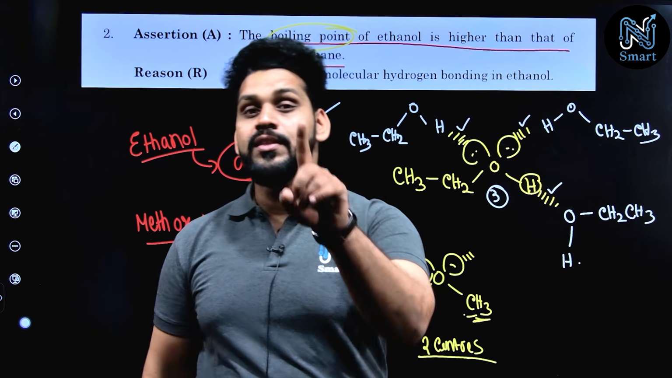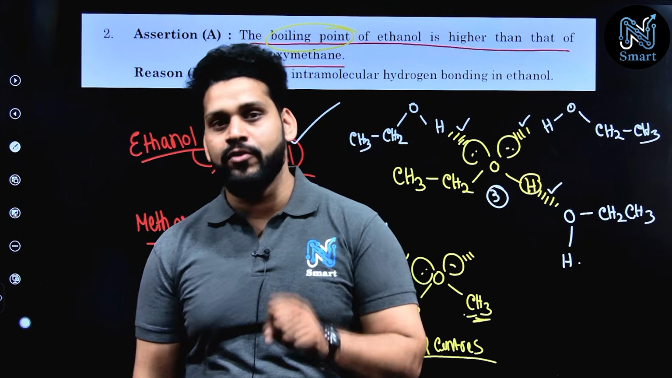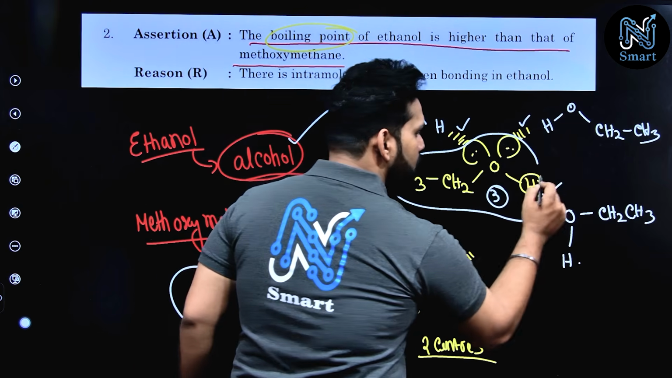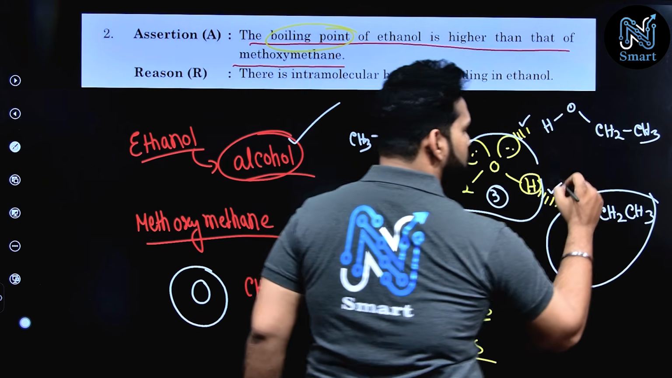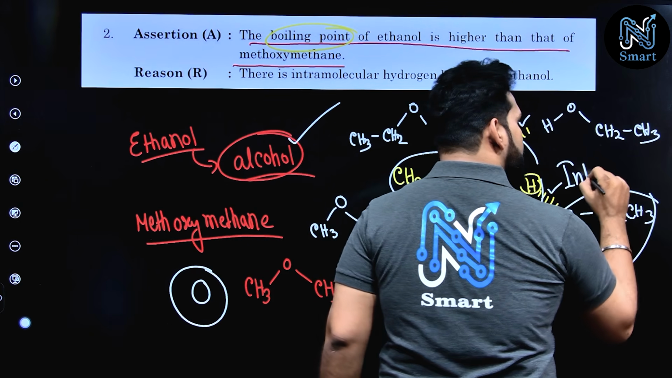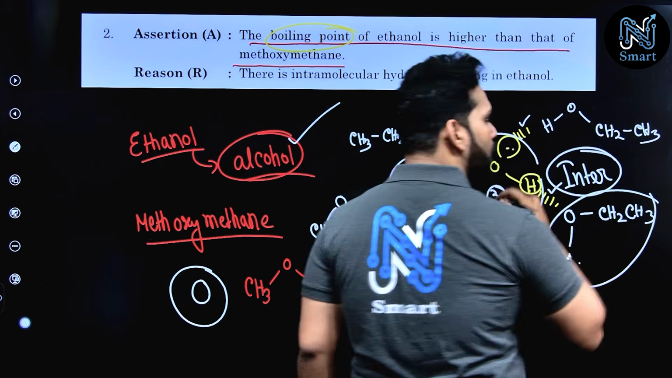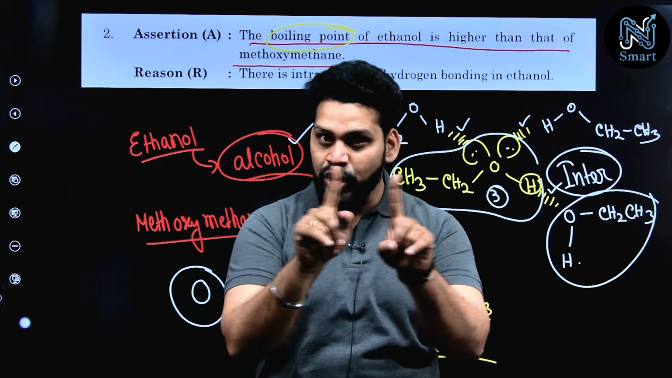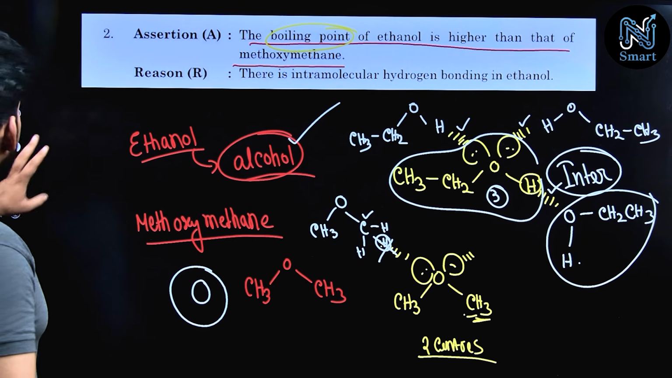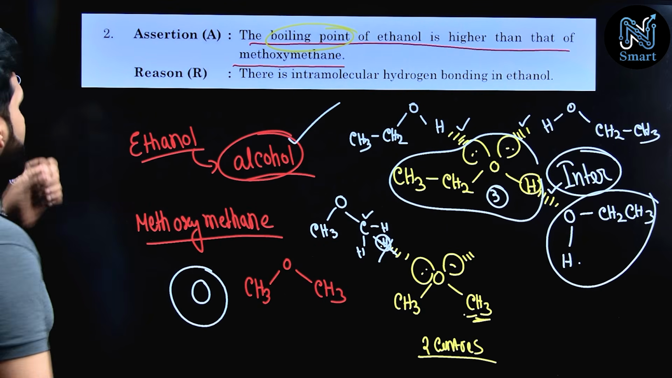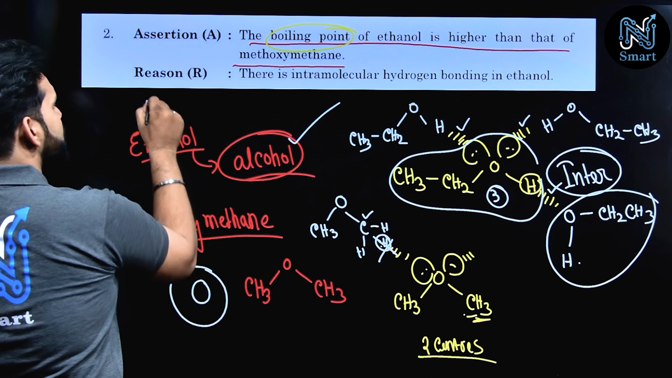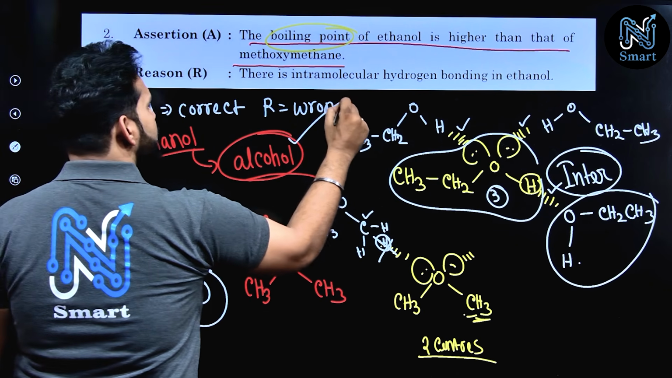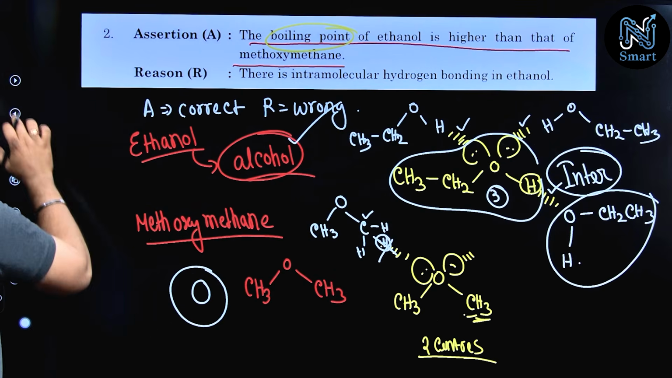There it was intramolecular hydrogen bonding within the same molecule. But here, this is one molecule, this is another molecule. So what kind of hydrogen bonding is this? Intermolecular hydrogen bonding, okay? So it will be intermolecular hydrogen bonding, not intra. So I guess the answer to this question will be: the assertion is correct, but the reason is wrong, okay? Let's move on to the next question.